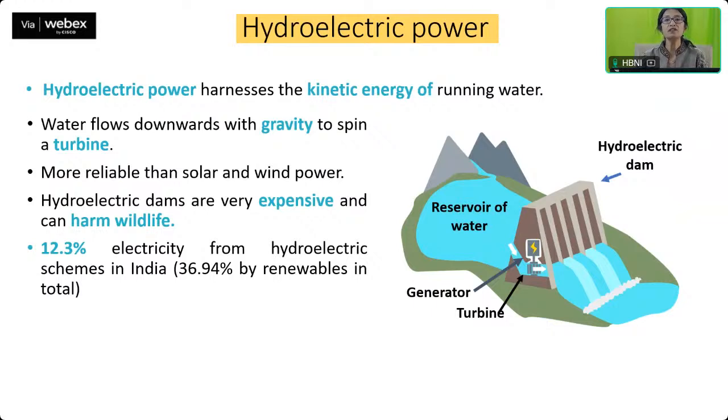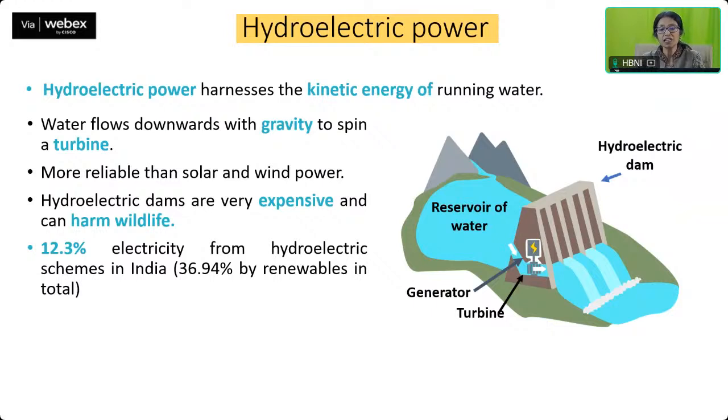And one of the oldest forms of renewable energy is hydroelectric power. This harnesses the kinetic energy of running water. Water flows downwards with gravity, and then it spins a turbine. Of course, this is more reliable than solar and wind power, because you are using the moving mass of the water and you are not dependent on anything else. Then hydroelectric dams, but what is the disadvantage? These dams are very expensive, and of course they harm a lot of wildlife, with a lot of displacement of human as well as animal life.